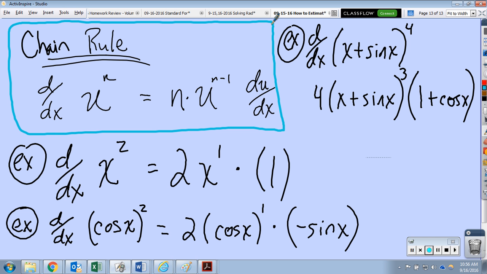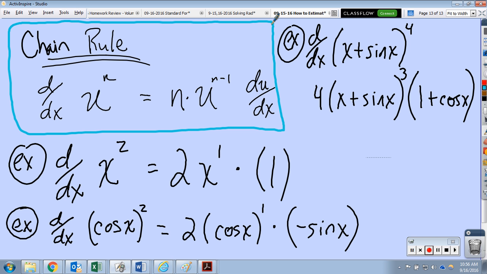So when you have something to some power, and you take the derivative, just ignore what's in there for right now. Take that exponent, bring it to the front, drop this guy down, then multiply by the derivative of the inside. That's chain rule.